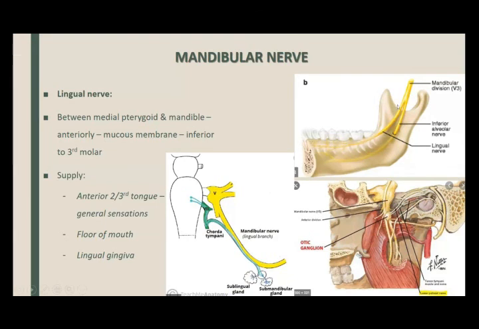This picture is taken from inside of the mouth, that is why you see this. So this is the lingual nerve. This lingual nerve supplies the anterior 2/3 of the tongue, for general sensations: pain, temperature, touch, the sensation of putting something in the mouth. Plus it supplies the floor of the mouth and the gums on the inside.